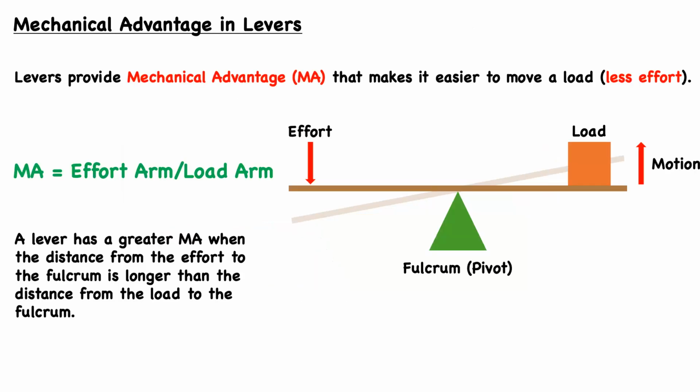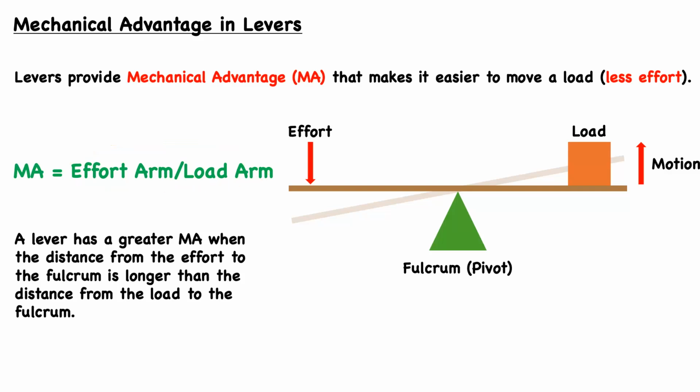Mechanical advantage is basically the entire reason why people use simple machines like a lever, because mechanical advantage makes it easier to lift a load. Or in other words, it requires less effort with mechanical advantage. And for a lever, the mechanical advantage is simply equal to the effort arm divided by the load arm.